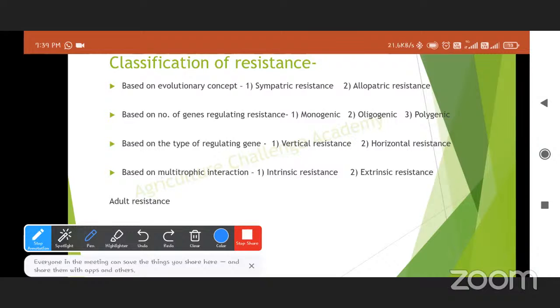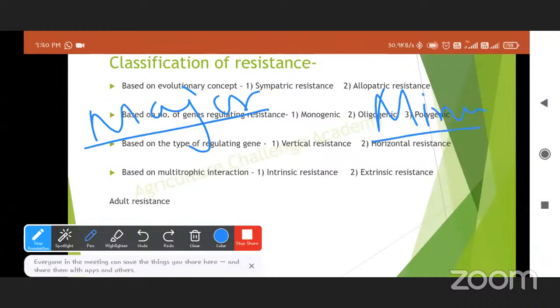Yes, say. Ma'am, what are the major genes and minor genes, ma'am? See, as I said, monogenic is also associated with major gene, and polygenic is associated with minor genes. Vertical resistance is associated with major gene, and horizontal resistance is associated with minor genes.